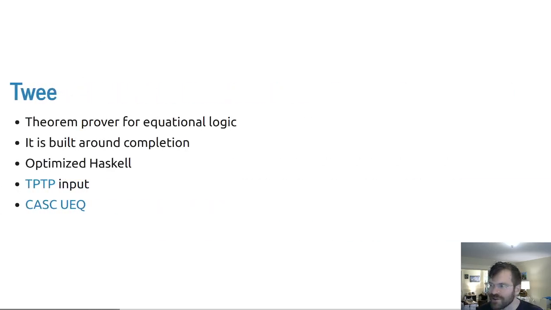So in particular, there are systems out there built that use completion. TRAAT is one of them. It's a theorem prover for equational logic. It's built around completion. It's written in not naive, but optimized Haskell. It takes TPTP input, which is an automated reasoning format. And it does pretty good in the CASC unit equality proof division.